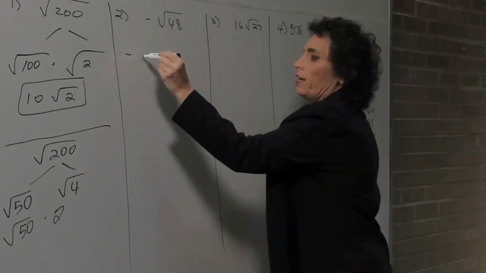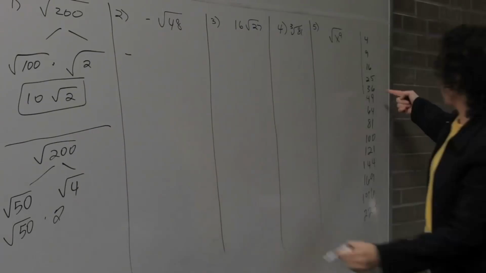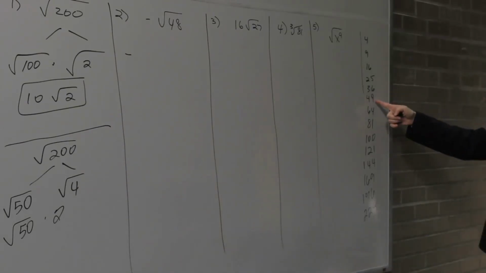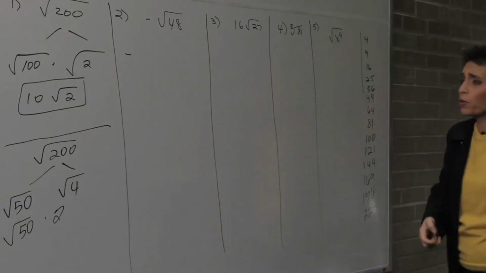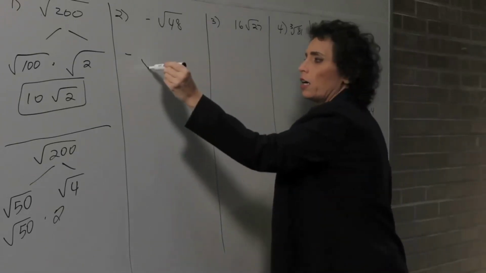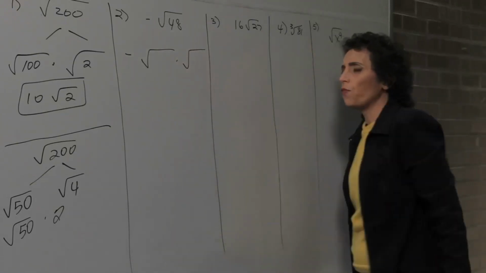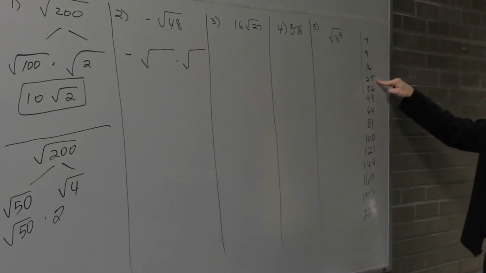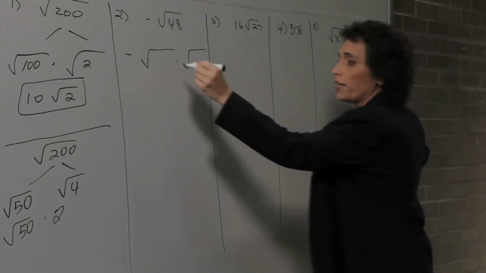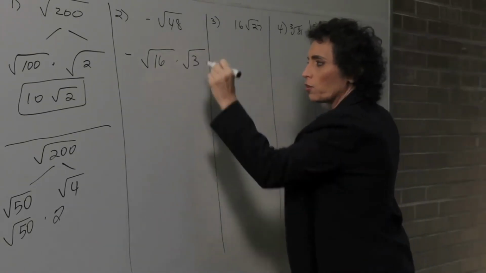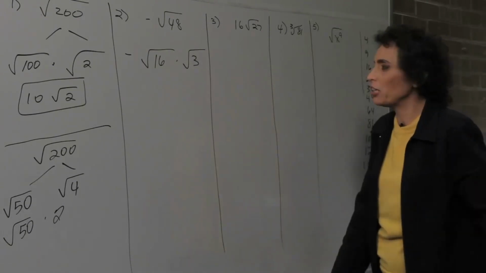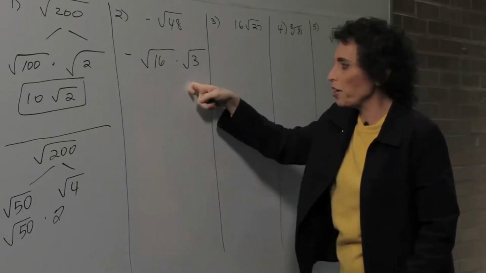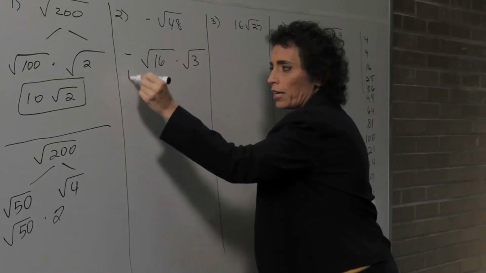Okay, negative square root of 48 is not a perfect square. It's very close to the square root of 49, which means it's very close to 7, but who cares? We're not asking that. All right, so 48. 49 times nothing, 36 times nothing, 25 times nothing, 16, yes, 16 times 3 is 48. Oh, I wish I paid attention when I was learning my multiplication table. 16 times 3. Okay, this is just bring the negative down.